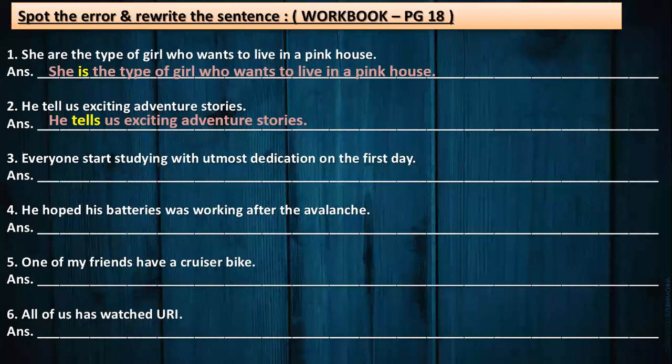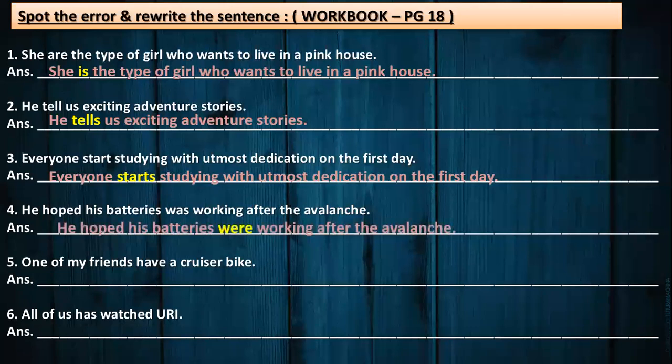Everyone starts studying with utmost dedication on the first day. Exactly. Everyone starts. See, every piece. No one, nobody hates. See the previous sentences, we were dealing with it. He hoped his batteries was working after the avalanche. Exactly, it is were working. Here we go. One of my friends have a cruiser bike. Can we say one of and have? No, they don't really go well with each other. It is one of my friends has. Singular, so singular verb. All of us has watched Uri.